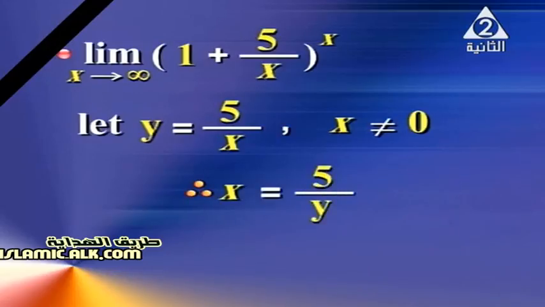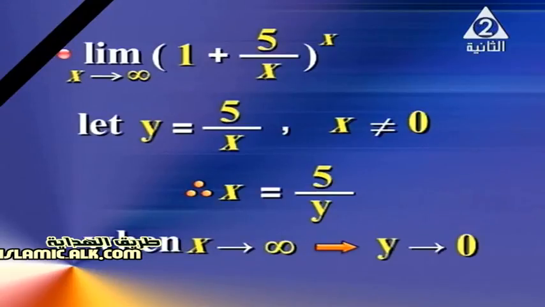What does the limit as x tends to infinity of (1 + 5/x)^x equal? Let y equal 5/x. In this case x is not equal to 0, because it is undefined. Then x equals 5/y. When x tends to infinity, y tends to 0, because 5 over 0 is infinity. When x tends to infinity, y must tend to 0.